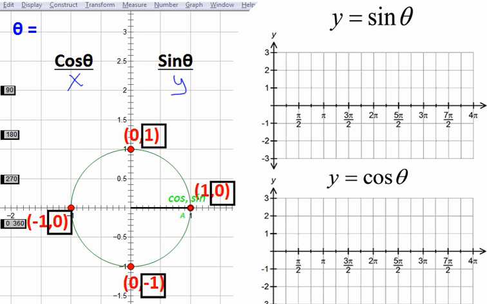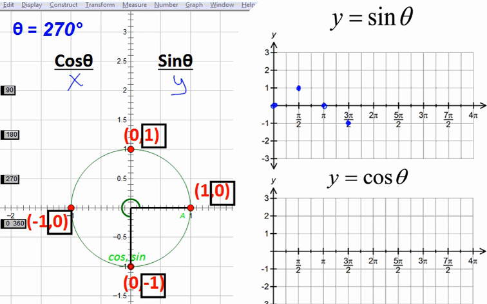So if you notice here, as we're on 0 degrees, the y value is 0. And then when I move to 90 degrees, or pi halves radians, it is going to be 1. And then when I move to 180 degrees, or pi radians, the y value there is 0 again. And when I move to 270 degrees, or 3 pi halves radians, it is a value of -1 for the y value.